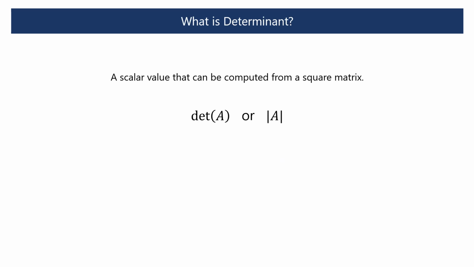In this section, let's focus on determinant. The determinant is a scalar value that can be computed from a square matrix. The determinant of matrix A can be denoted in this way. For a 2x2 matrix, the determinant can be expressed in this way. The determinant has several geometric and algebraic interpretations, but at its core, it is a measure of a matrix's ability to scale volume and the invertibility of a linear transformation.